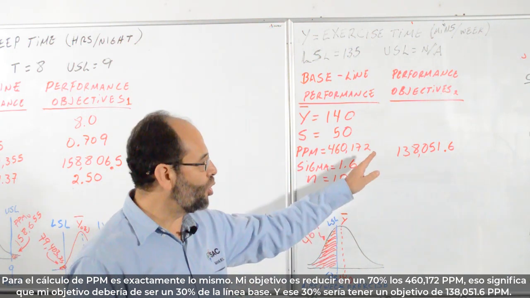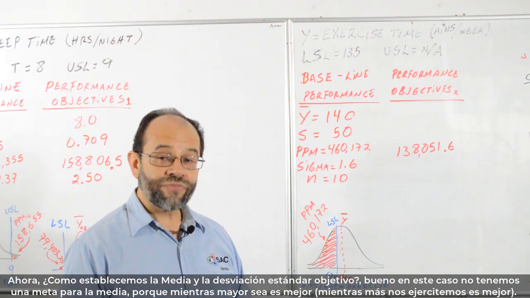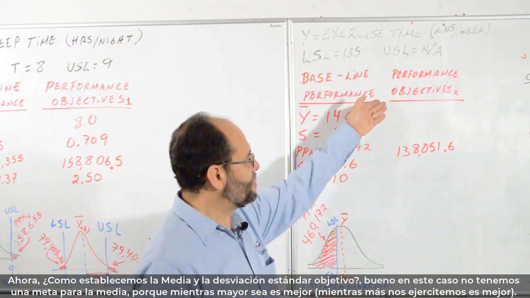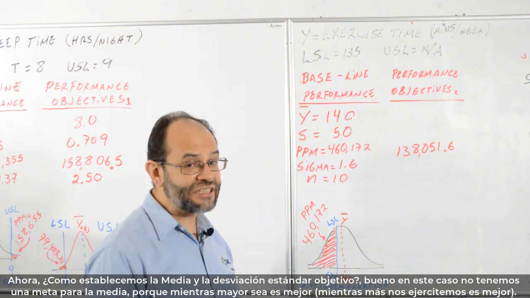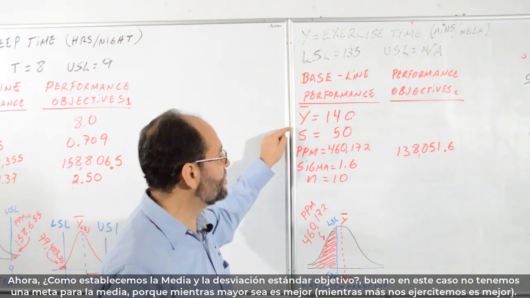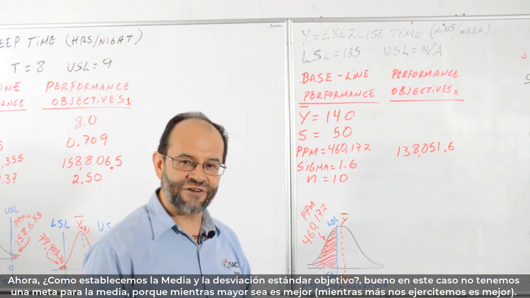138,051. That is the objective in terms of PPMs. Now, how to establish mean and standard deviation? Well, in this case, we don't have a target for the mean because the greater is better. The more we exercise is better.